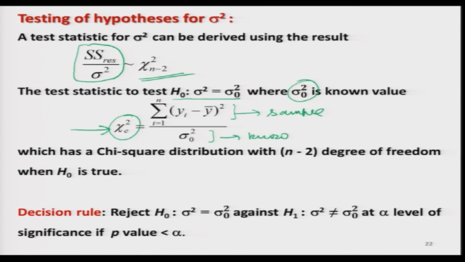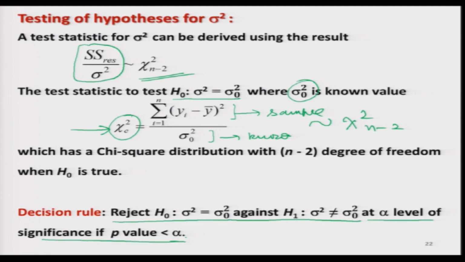So, this whole chi-square statistic can be found manually also, and this statistic will follow a chi-square distribution with n minus 2 degrees of freedom under H naught, that is, when H naught is true. Okay, so based on this, the decision rule can be made as: reject H naught against H1, the two-sided hypothesis, at alpha level of significance if the p-value is smaller than alpha.